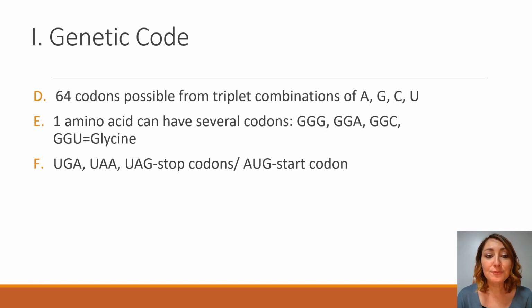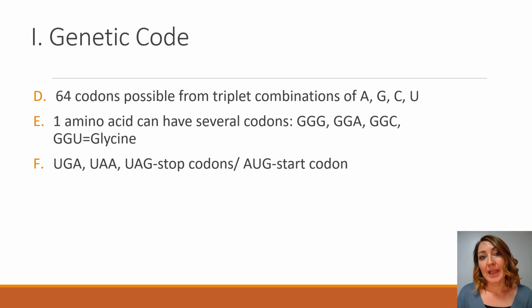So there are 64 possible triplet combinations from the 4 bases A, G, C, and U. Since there's only 20 amino acids, that means that one amino acid can have several codons. And glycine, the amino acid glycine, is a good example of that because GGG, GGA, GGC, and GGU all code for the amino acid glycine.